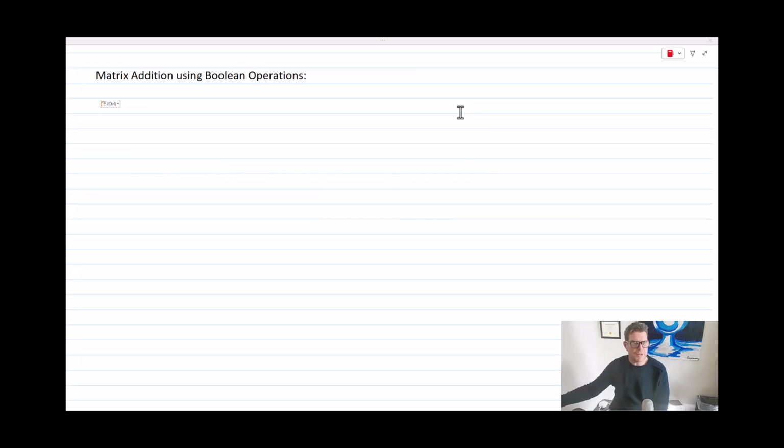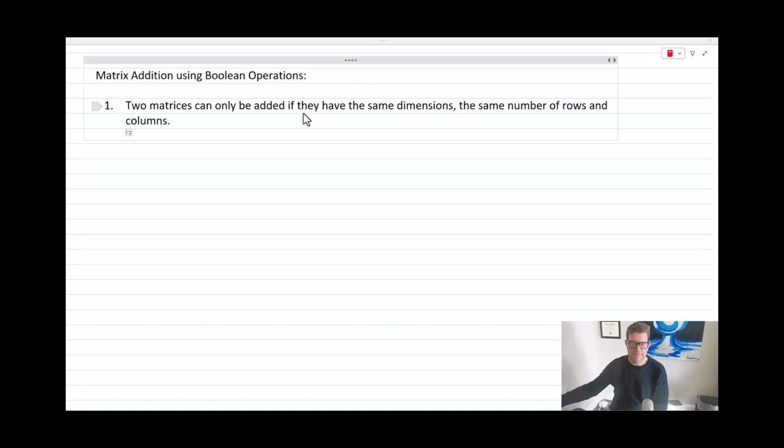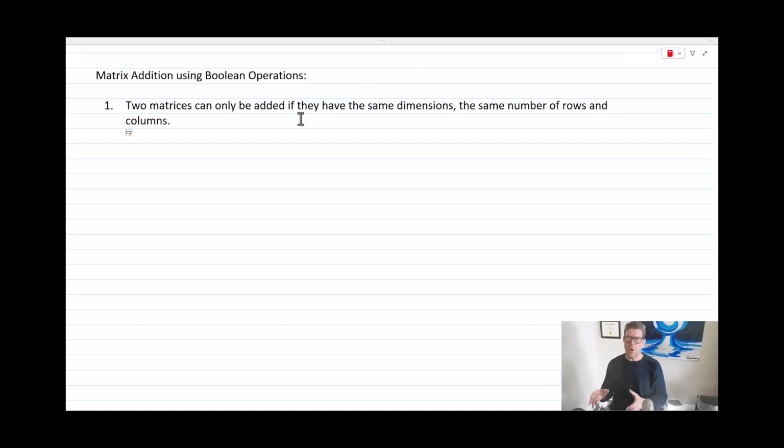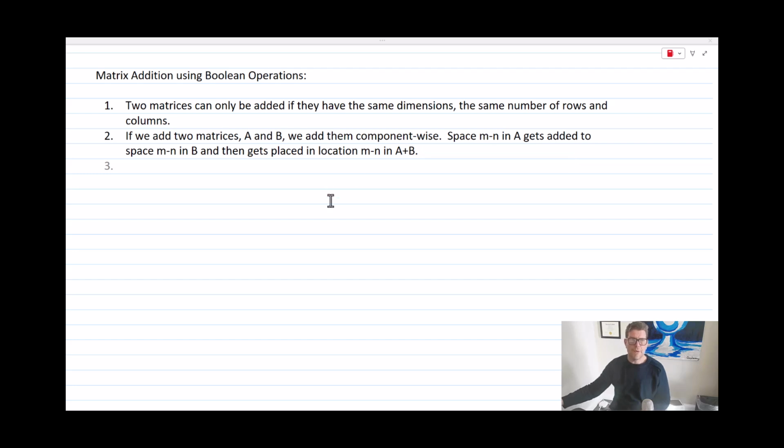Let's show how to do matrix addition using Boolean operations. First, two matrices can only be added if they have the same dimensions. That's the same number of rows and the same number of columns. If we add two matrices A and B, we add them component-wise. So entry Mn in A gets added to entry Mn in B, and then gets placed in the location Mn in A plus B. Recall that for Boolean operations, 0 plus 0 equals 0, 1 plus 0 equals 1, 0 plus 1 equals 1, and 1 plus 1 equals 1.